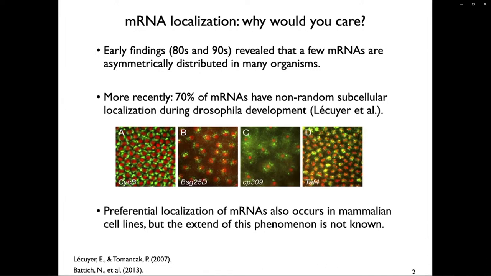Then in 2007, a seminal study showed that up to 70% of messenger RNAs have non-random subcellular localization during Drosophila development. And since then, many studies have shown that also in mammalian cell lines, messenger RNAs can have preferential localization. But the extent of this phenomenon is not known, and the underlying mechanisms are also not very well understood.